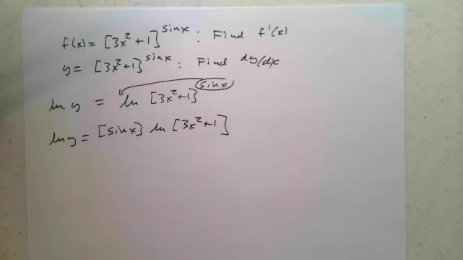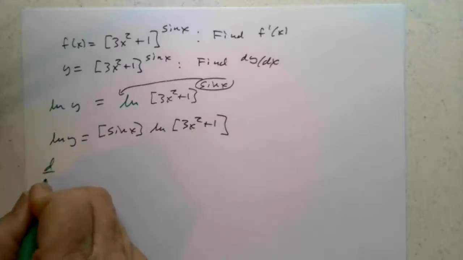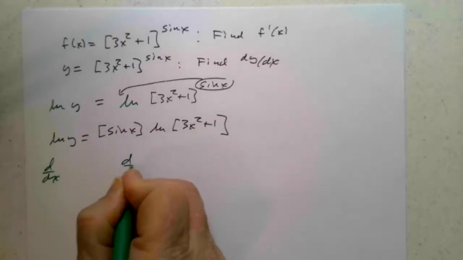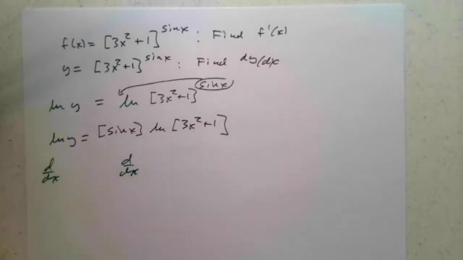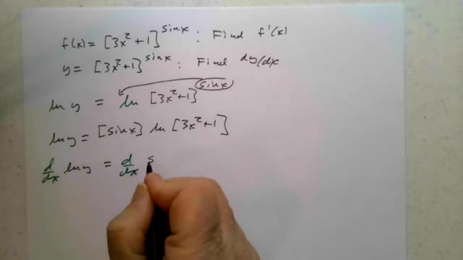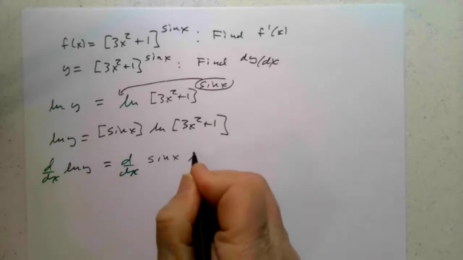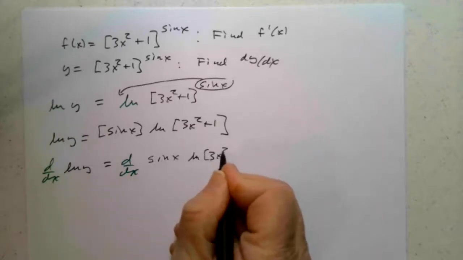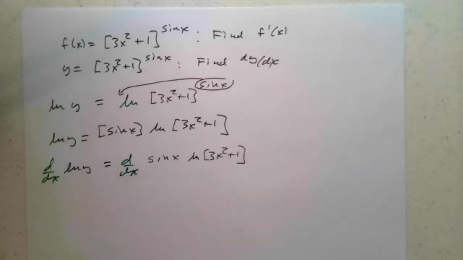And at this point, we're going to use an implicit derivative by taking the derivative with respect to x of both sides. The derivative with respect to x of the left side, the derivative with respect to x of the right side. So the derivative with respect to x of log y is the derivative with respect to x of sine x times the natural log of 3x squared plus 1.